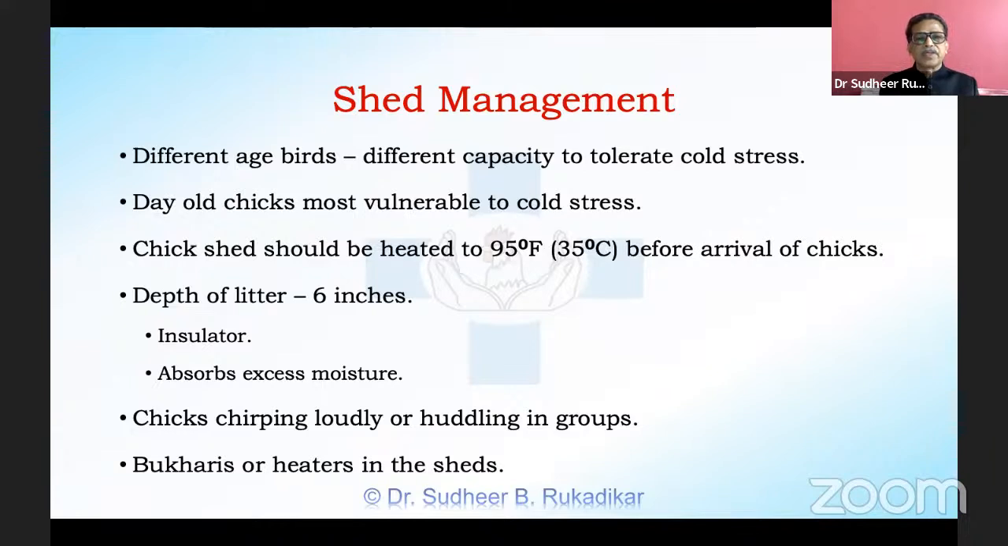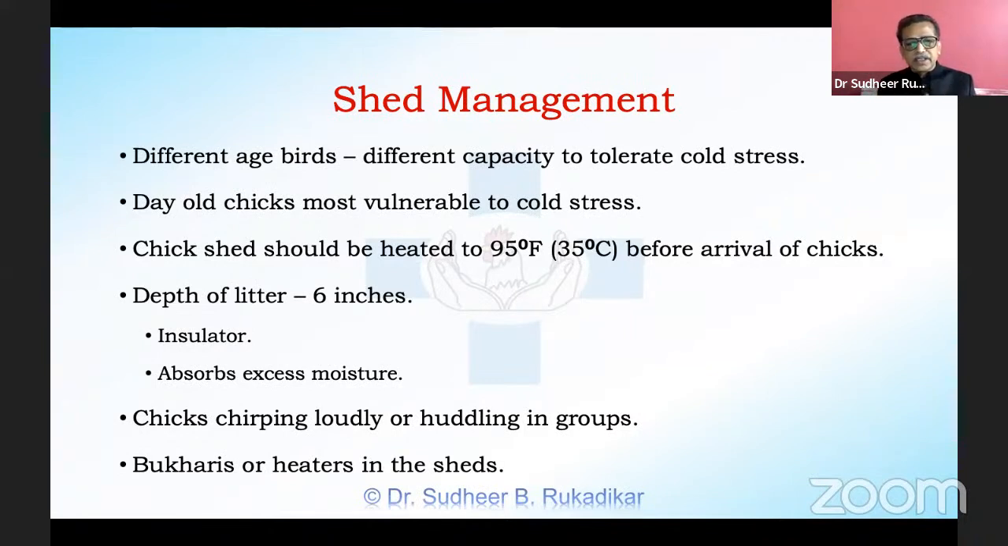Because we know whenever there is more moisture in the litter, it is a very conducive environment for fungi, viruses, bacteria and coccidia to grow. So it will be absorbing excess moisture, and it will be an insulator. Unless it is 6 inches, it will not serve these purposes. So we have to spend a little more on litter so that chicks get a good warm feeling. Now, what is the indication that chicks are feeling cold? They will be chirping loudly, or they huddle in groups, trying to sit at one place and get some warmth.